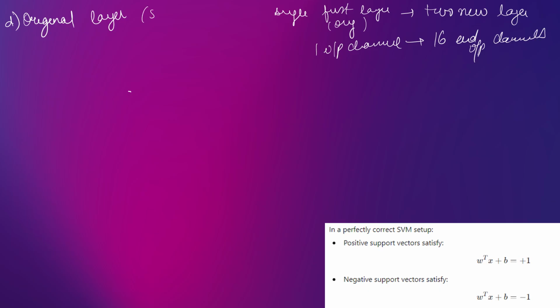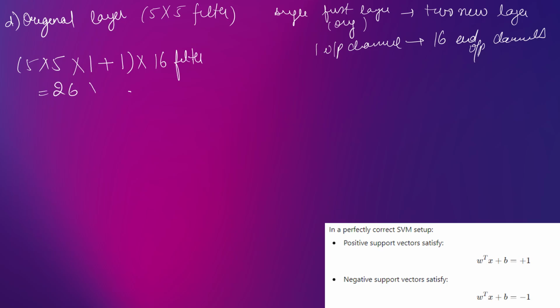So original layer is basically a 5 cross 5 filter, that is 5 cross 5 width and height into 1 plus 1 for bias into your 16 filters. This will be 26 into 16, 416 parameters. Now this was for your original.